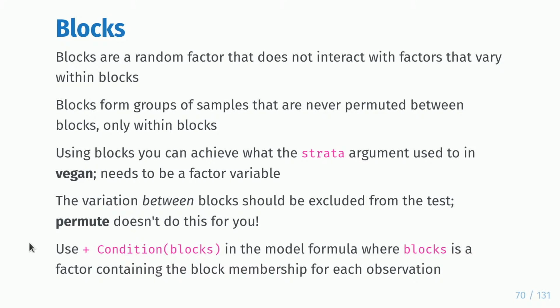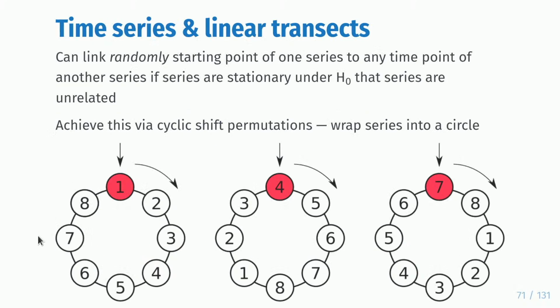And this is what you could achieve before using the strata argument in vegan, and it had to be a factor variable, okay? Now the key thing to remember here is that variation between blocks needs to be excluded from the test, but you can't do that with permutation. With permute, what you have to do is add this thing here, plus Condition(blocks), where blocks is your factor variable, and then that would remove the effect of the block. So it would remove the between block variation first. Okay, and then the permutation test just does the correct permutation by not shuffling the observations between blocks.